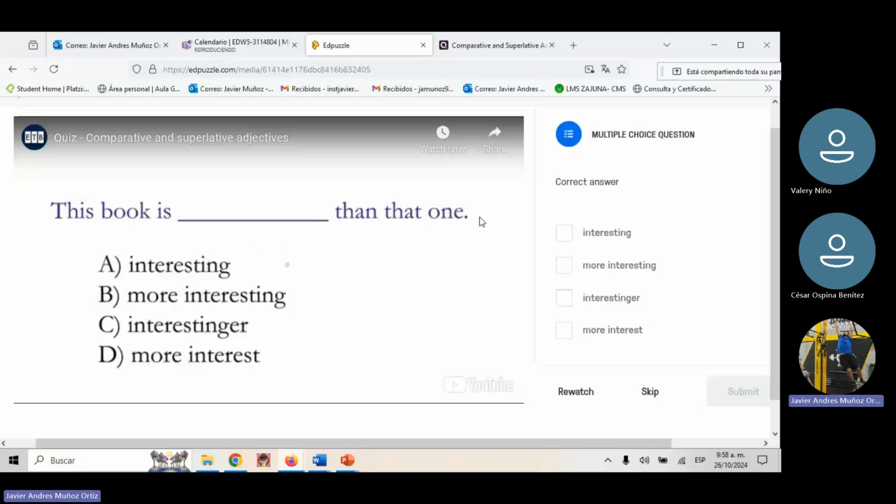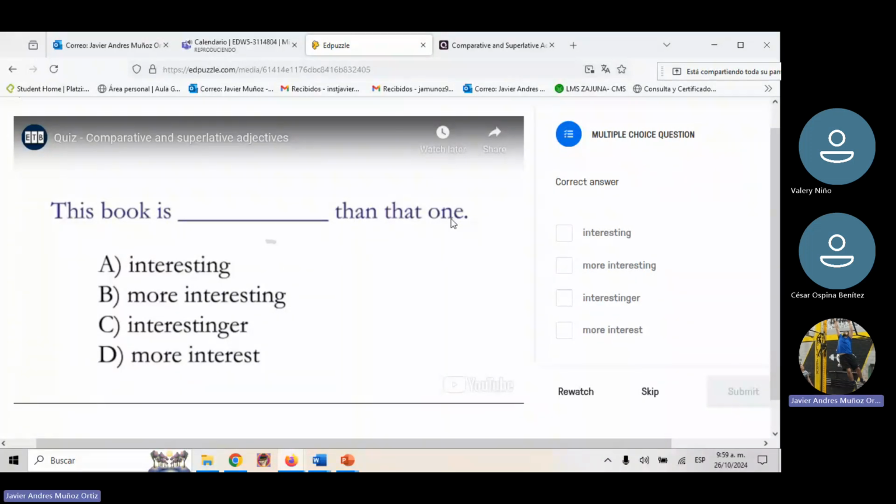The first and the most important step is to know if we are using a comparative adjective or a superlative adjective. Clue number one, we have the word then. If we have the word then, we are using a comparative. Hint number two, in fact, it's not a clue, but it's a hint: one book with another book. So we are comparing one against one, not one against a group. So we are using a comparative.